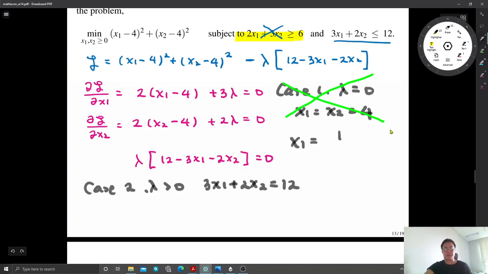Solving for x1, I obtain 4 minus 3 lambda over 2. And solving this second equation for x2, I get 4 minus lambda. And then substitute this alternative form for x1 and x2. Then that gives me an equation of lambda only.